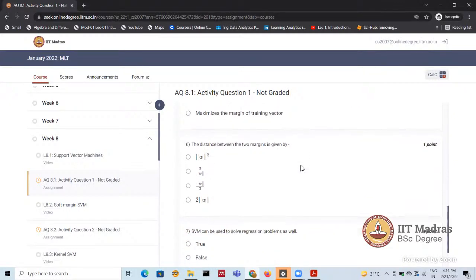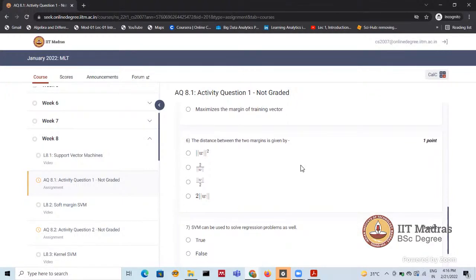The next is again pretty simple. The distance between the two margins is given by which of the following expressions? Norm of W square, 2 upon norm of W, or 2 times norm of W.